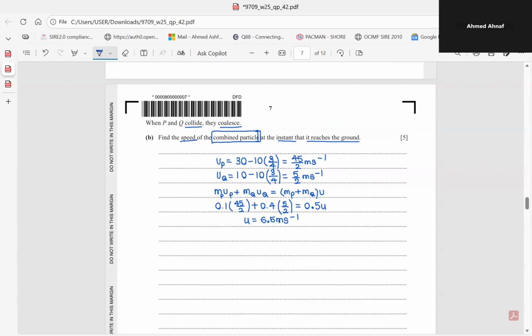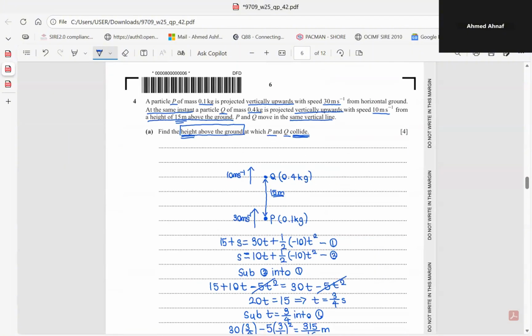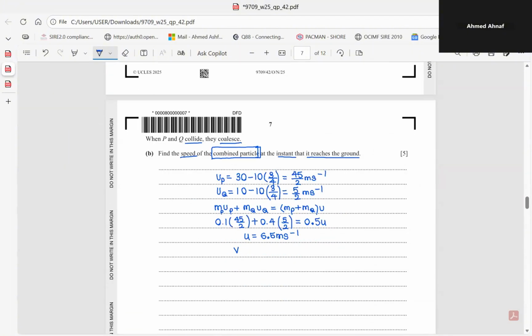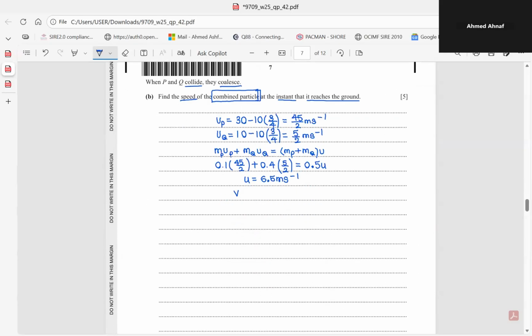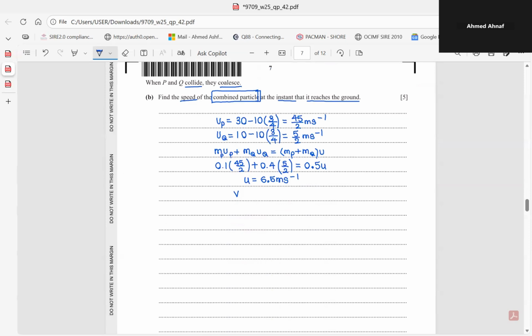And now with that, we can find the final speed, V. So to find V, we know the height at which it will travel. So the height would be this height here. Since we know the height and want to find the final speed, and we know the initial speed, we're going to use this formula, v squared equals u squared plus 2as. It's in your MF19 as well.